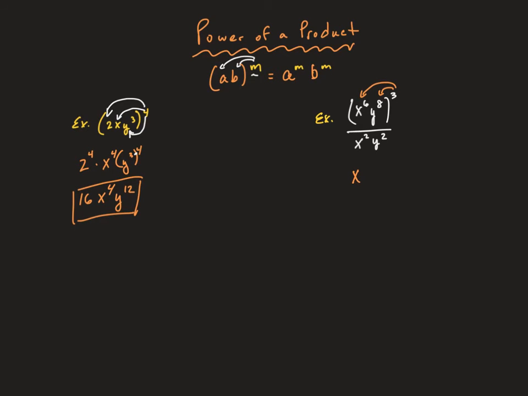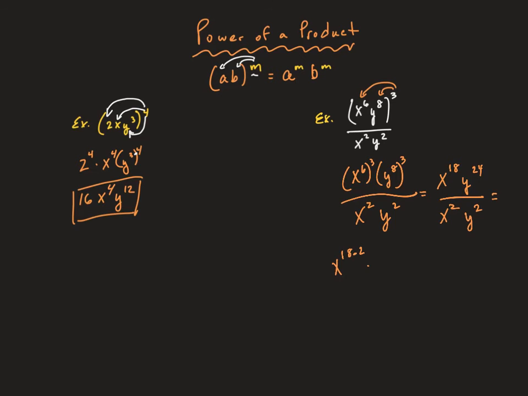each one of them is going to be raised to the exponent of 3, so that's going to be x to the 6th raised to the 3rd power times y to the 8th raised to the 3rd power over x squared, y squared, and that is going to equal x to the 18th, y to the 24th over x squared, y squared. And continuing on with our exponent rules, I'm going to have x to the 18th minus 2 times y to the 24th minus 2, which is going to be x to the 16th, y to the 22nd. And there you have it.